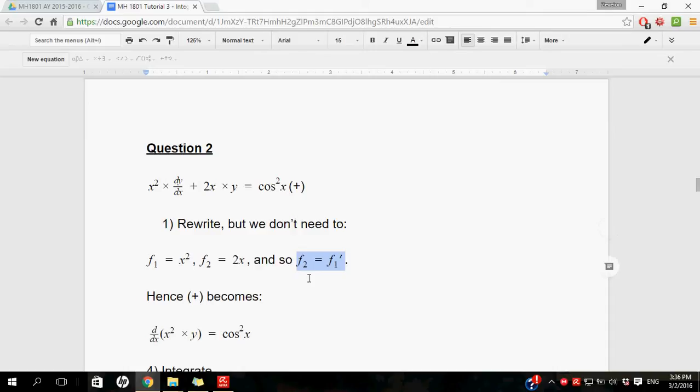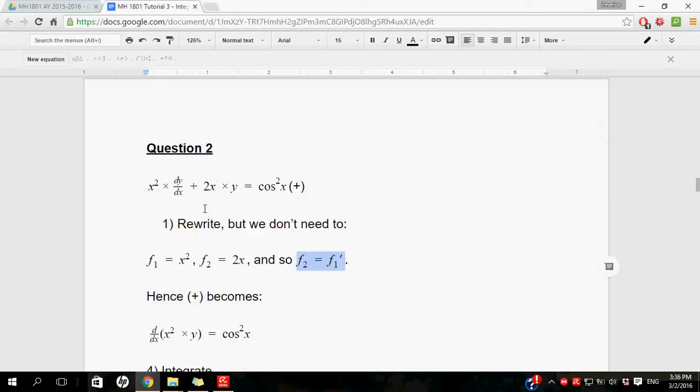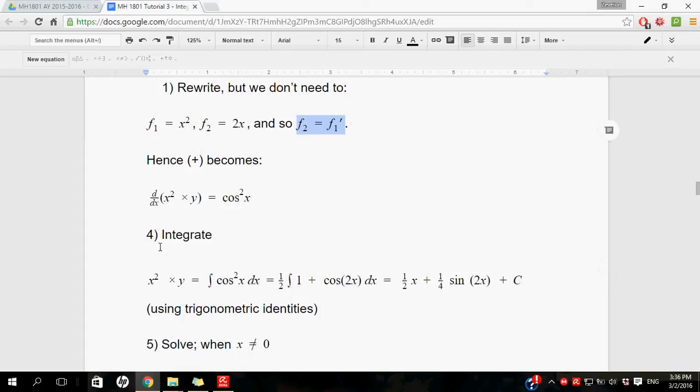So we don't need to do anything. The equation is in the form that we want. Therefore, it becomes d/dx of x squared times y. The left hand side becomes this. The right hand side, same. Next step is to integrate the left hand side, which gives us x squared times y. We integrate the right, it gives us the integral of cosine squared x.